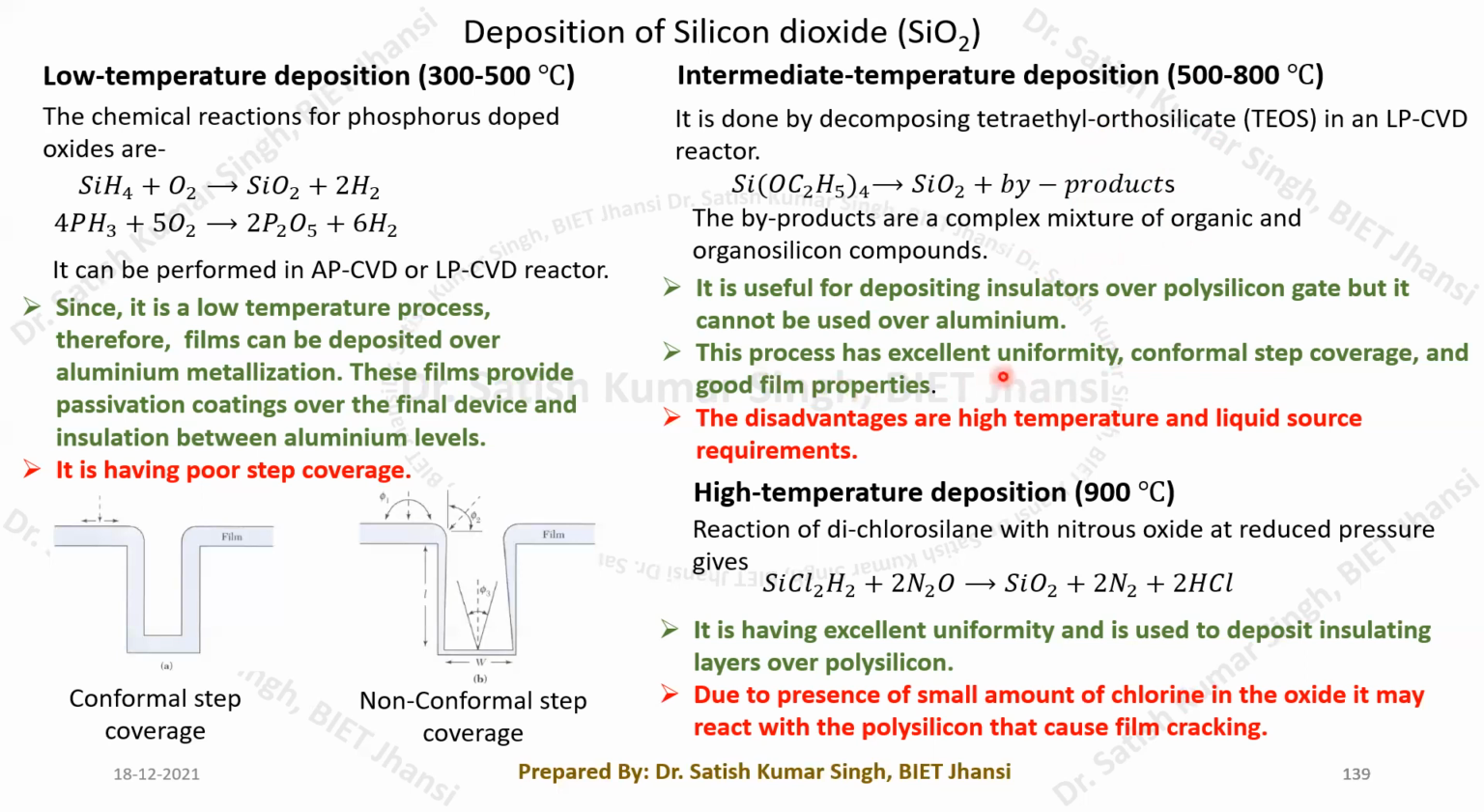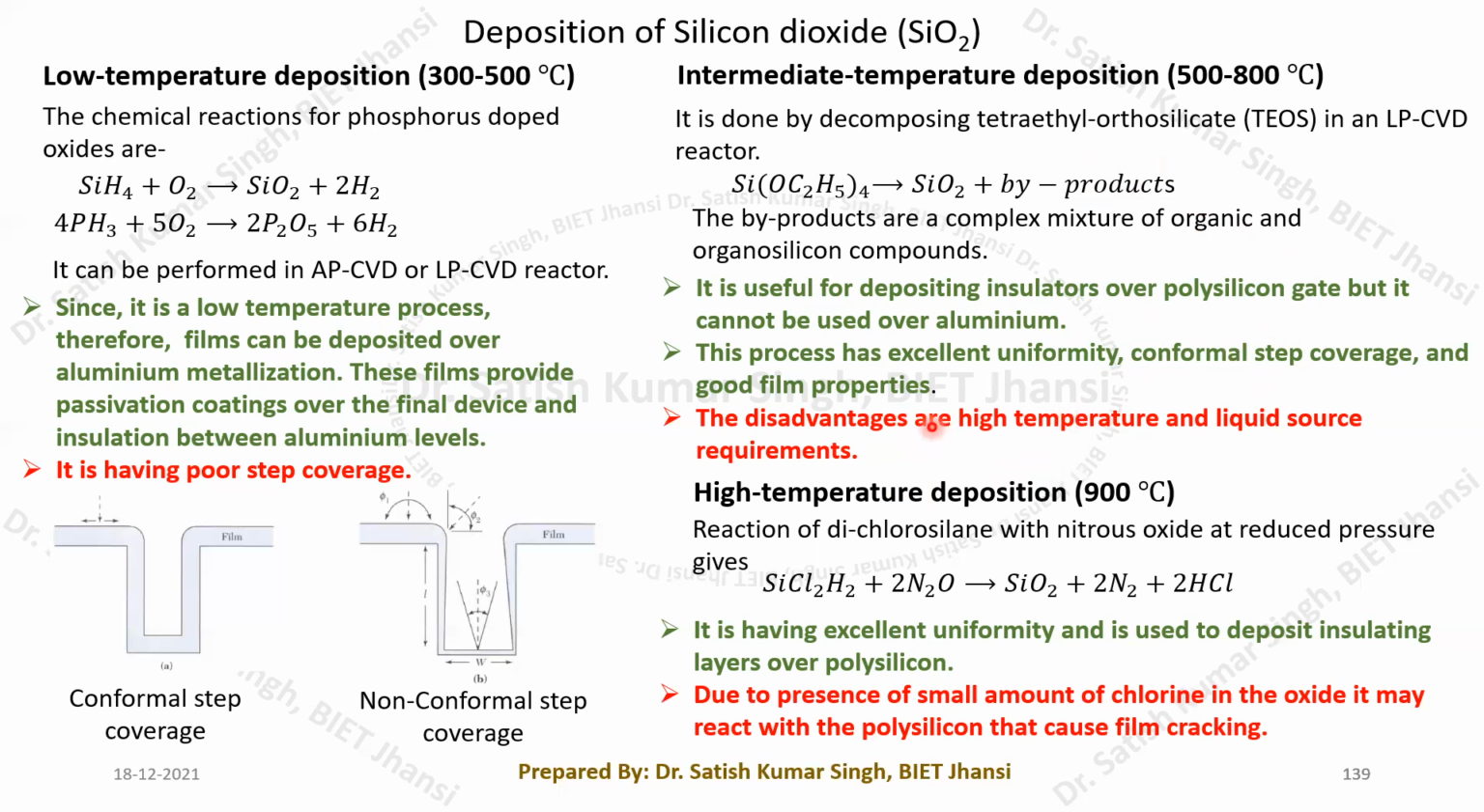This process has excellent uniformity, conformal step coverage, and good film properties. One more thing, it can be deposited over the polysilicon, because aluminum has a low melting point, but polysilicon has a melting point around 1400 degrees centigrade, and therefore it can be deposited over the polysilicon gate. The problem with this is high temperature. Obviously, it is a high temperature process, and in this case, we have to use the liquid source.